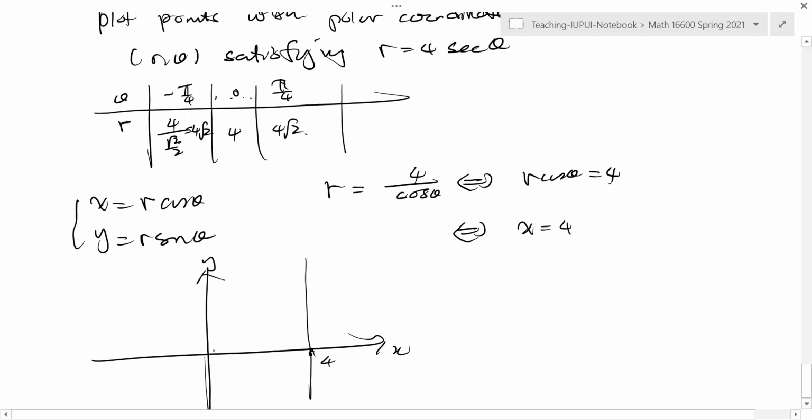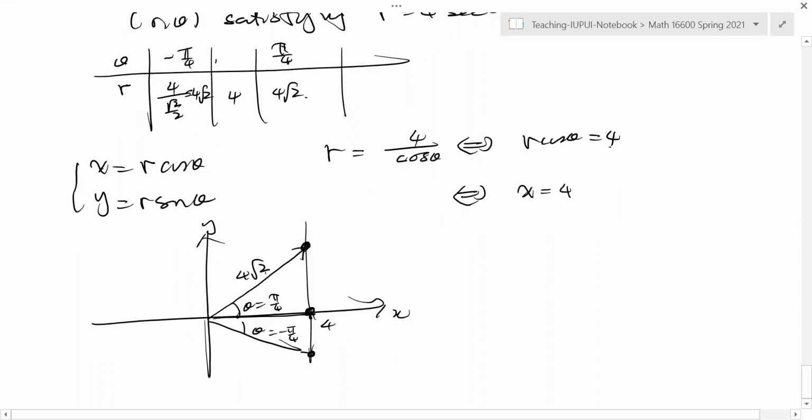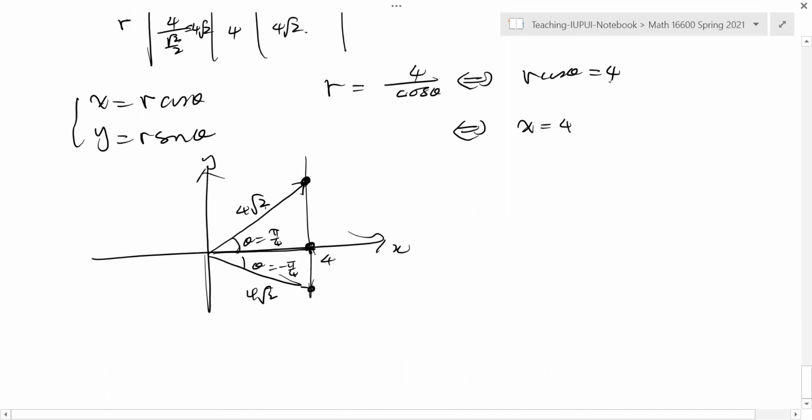All the points are here. When theta equals pi over 4, it is here, and r is going to be 4 square root of 2. Here when theta equals 0, and here theta equals negative pi over 4, you get the same r. So actually it describes this vertical line. That's it. That equation describes that line.